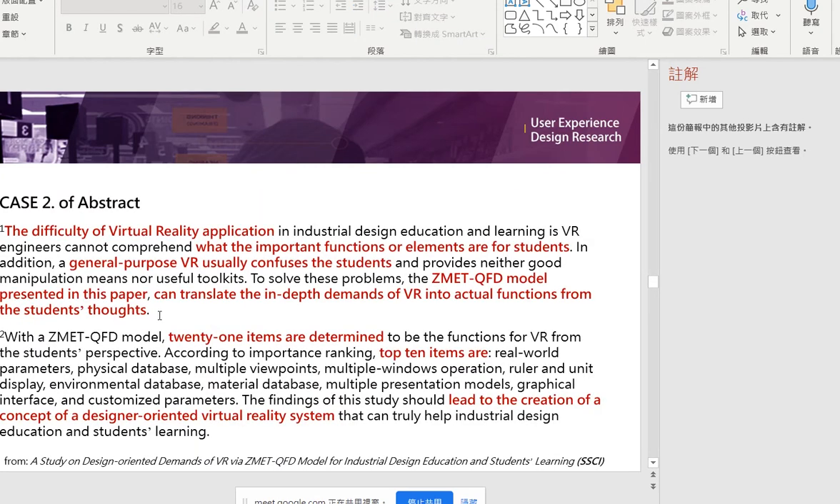The case two is another abstract. This abstract is written by myself. This is my paper in an SSCI journal. The journal is about technology education. This journal could answer the question Alan asked me before.